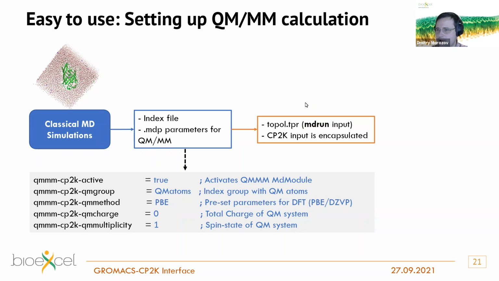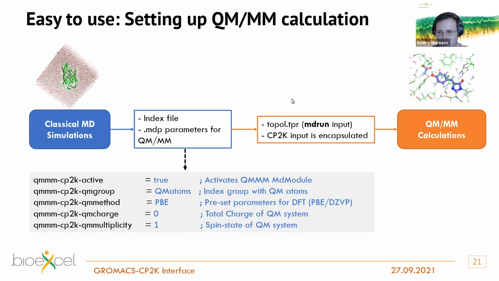And the interface at the grompp level produces for you a usual GROMACS TPR file for the simulation, which can then be put as an input for mdrun. And the good thing is that this file holds all information needed for the simulation. So it also encapsulates the CP2K input. And then you can do QM/MM calculations.